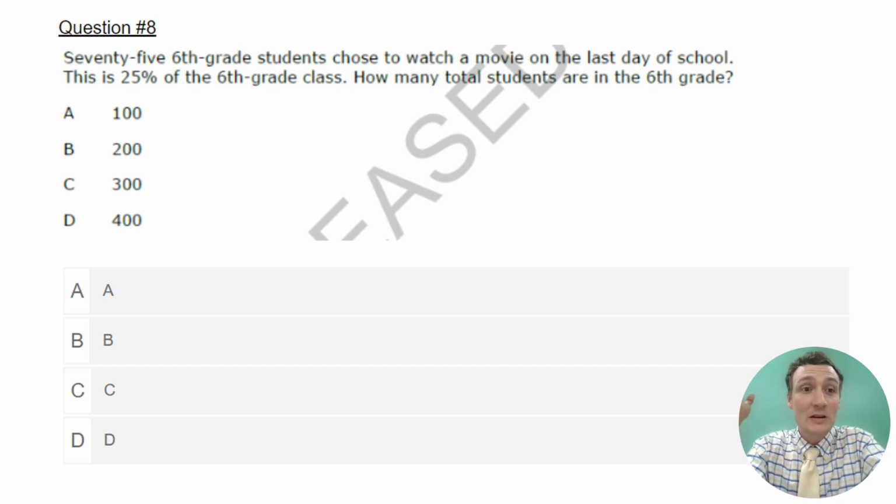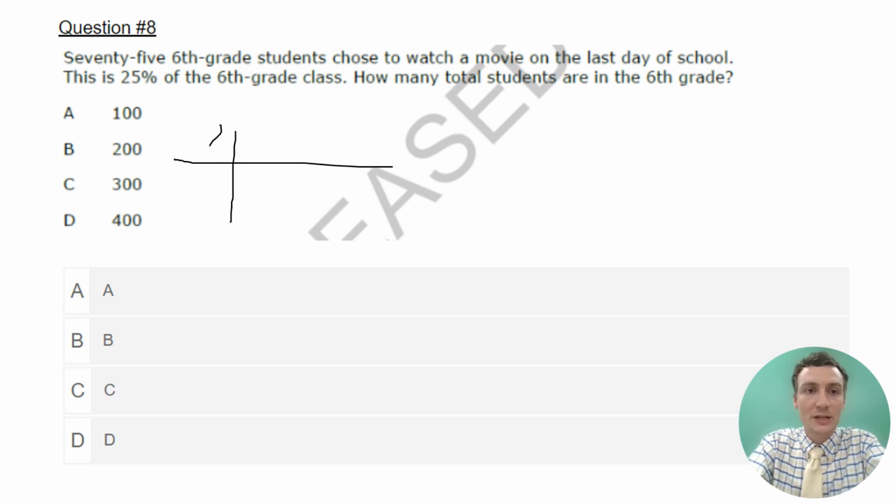Question 8 reads, 75 sixth graders chose to watch a movie on the last day of school. That's 25% of the sixth grade class. How many total students are in sixth grade? Now, to me, I see this as a ratio table question immediately. So I'm going to do both methods just to remind you that ratio tables exist, especially when I see 25%.